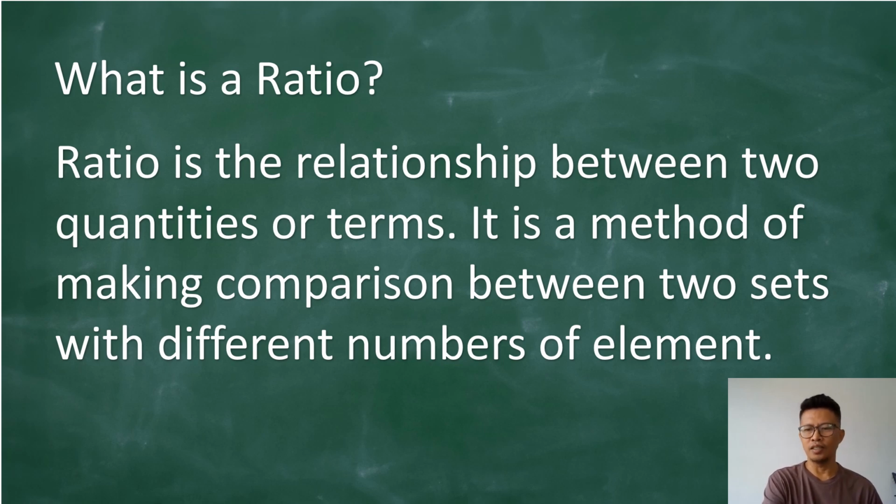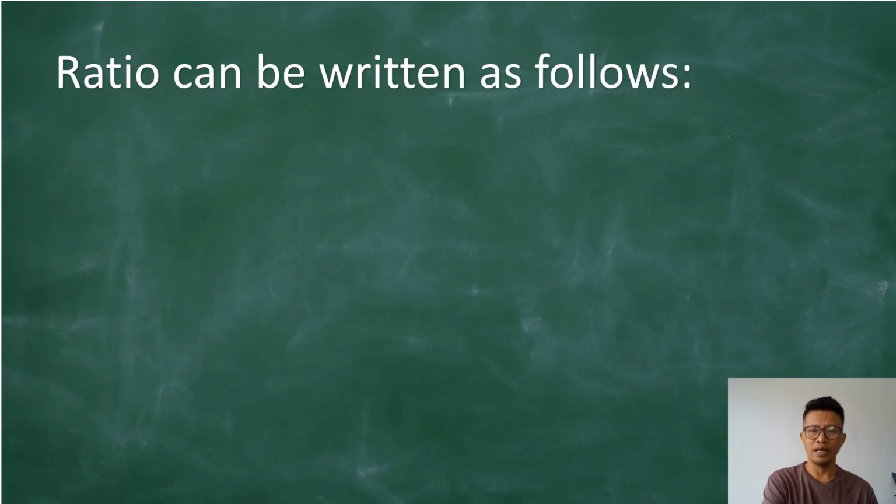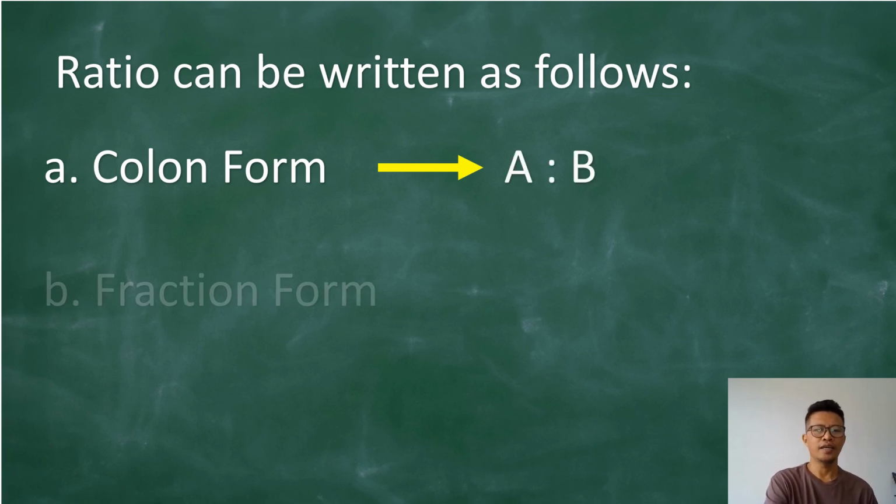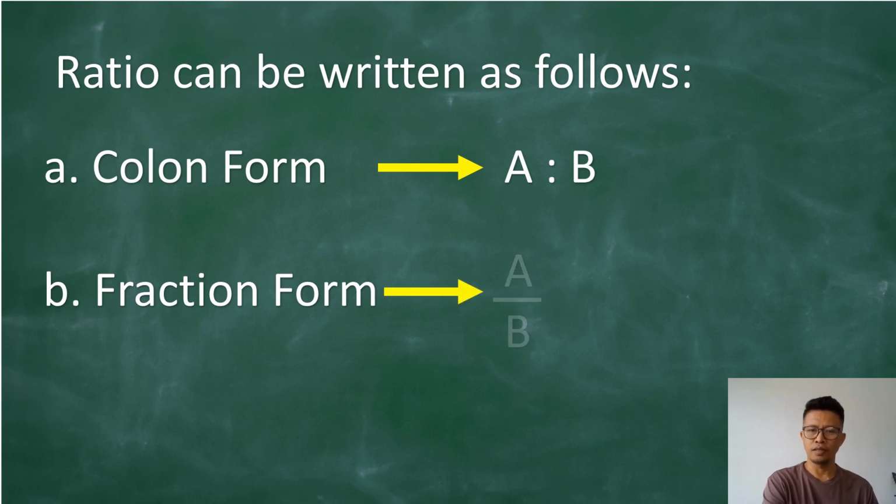Let us proceed. Ratio can be written as follows. So, dalawang uri kung paano sinusulat ang ratio. It can be in a colon form, just like this one, A is to B, and another is a fraction form. So just like this one, A over B, but it is read as A is to B. Okay, so let us proceed.